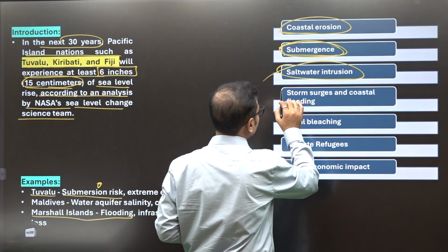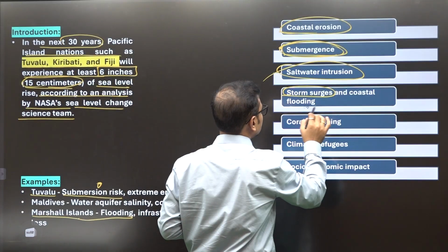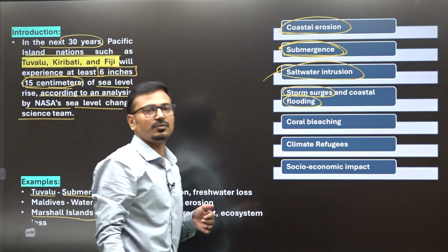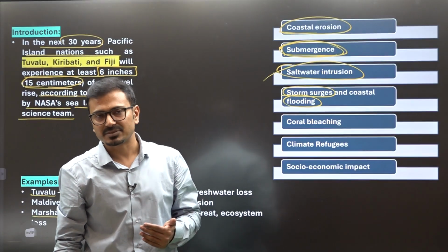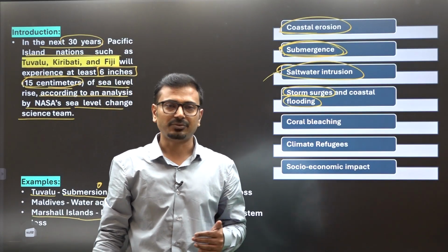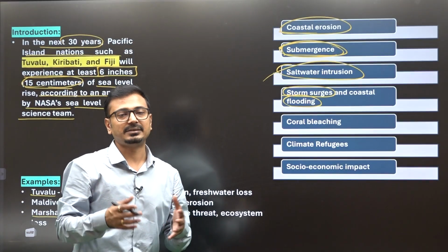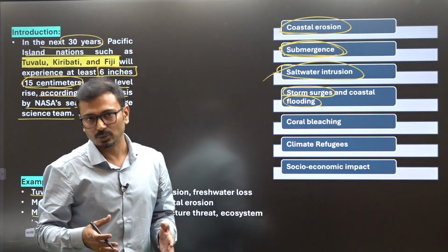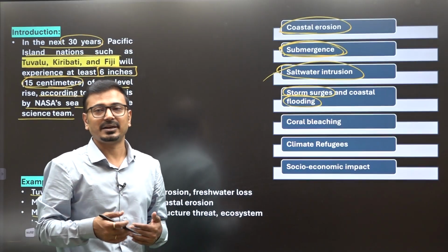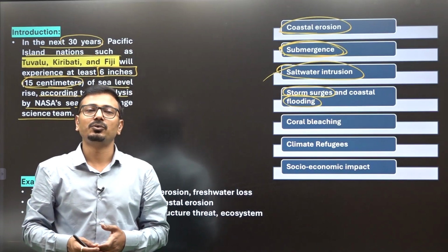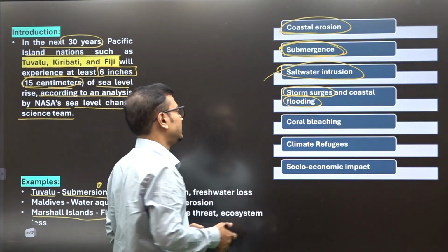Then, when there is increased sea level, the impact of storm surges, including coastal flooding, will be very high. In the Pacific Ocean, there are typhoons; in the West Pacific Ocean, typhoons are there. In the Indian Ocean, we see different kinds of cyclones, and they are going to severely affect these islands, including their coral reefs.